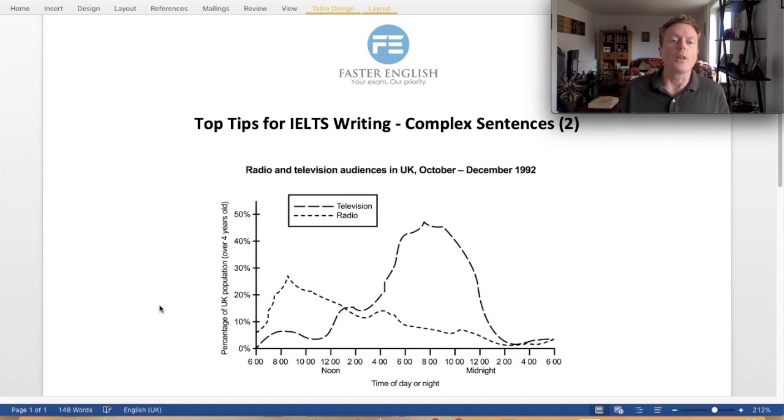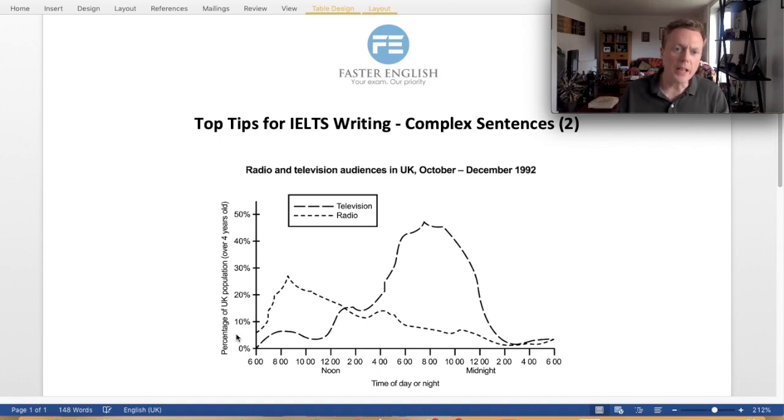Okay. So one of the common mistakes is that people don't analyze the data. They don't look at this information on the y-axis and this information on the x-axis to tell us what the data represents. Okay, so we've got television is this line and radio is this line, but television what? Radio what?